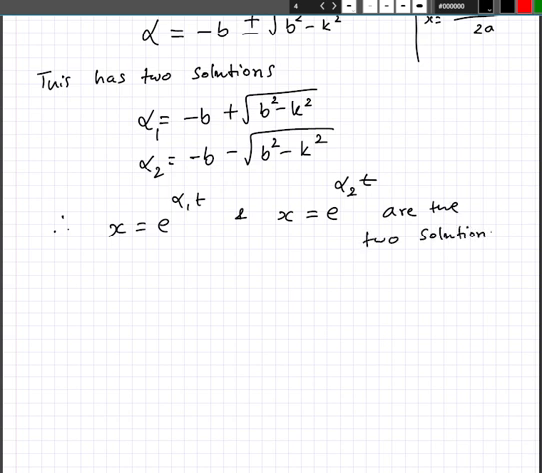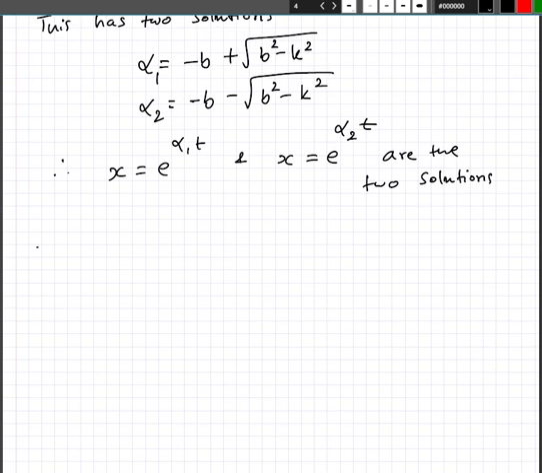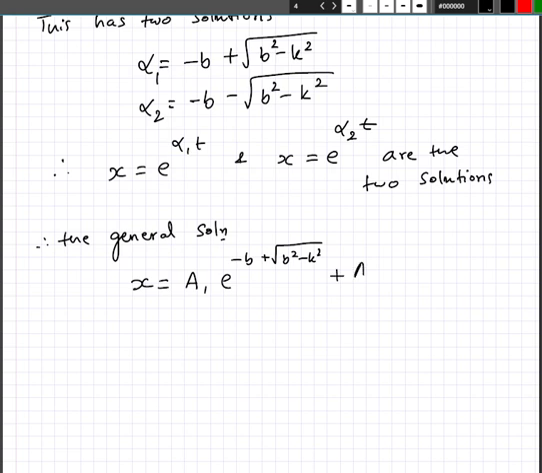Then you know that the general solution will be a linear combination of the two. So we can write x is equal to a1 e to the power minus b plus square root of b square minus k square plus a2 into e to the power minus b minus square root of b square minus k square. So I call that as equation 4.